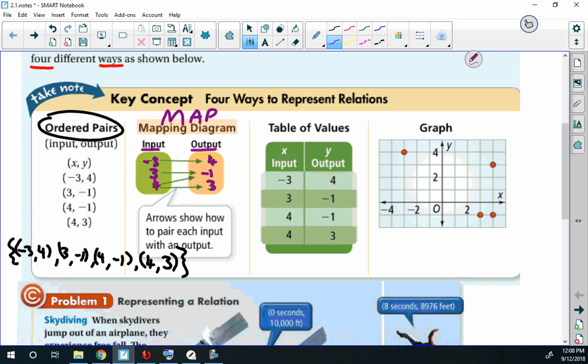4, -1, and 3. But there are these arrows. This says that the -3 corresponds to the 4. This says that the 3 corresponds to -1. It says 4 corresponds to -1 and 4 corresponds to 3. So those arrows, that's a really big deal with the map. You need to have those arrows. So the input heading, the output heading, all the x's are in the inputs, the y's are in the outputs, but there's an arrow that says which x goes with which y. And those arrows always point toward the right, from left to right. Does anybody have any question, comment, concern, short debate about the map?